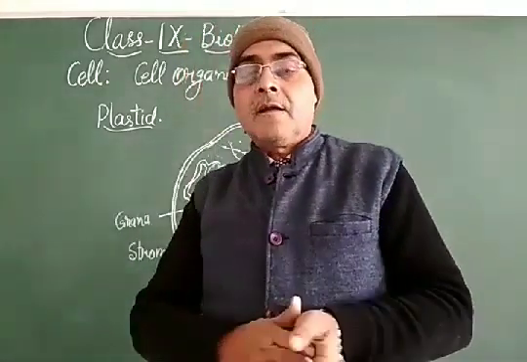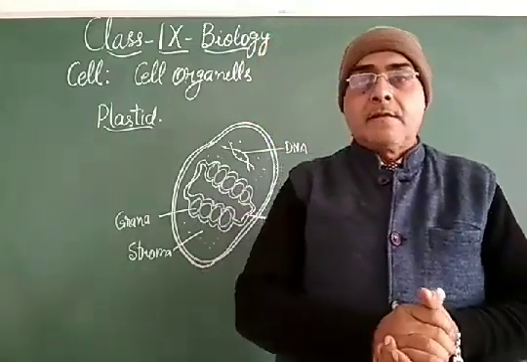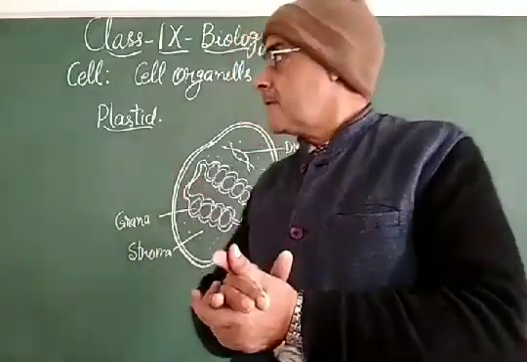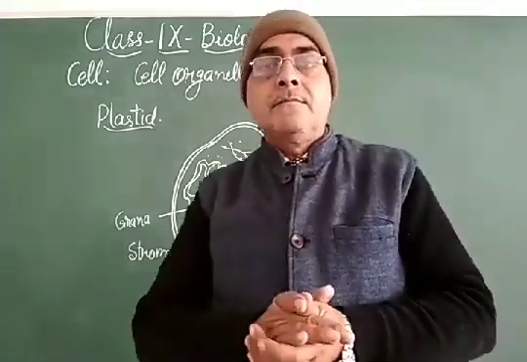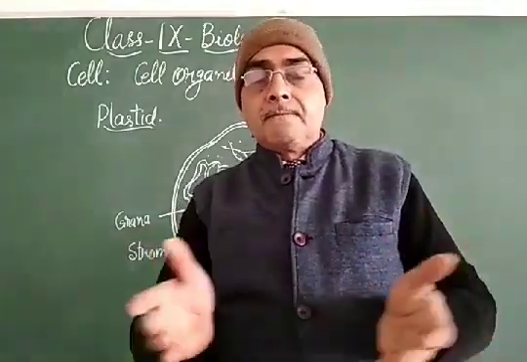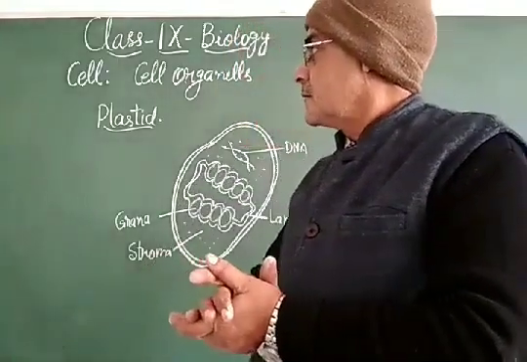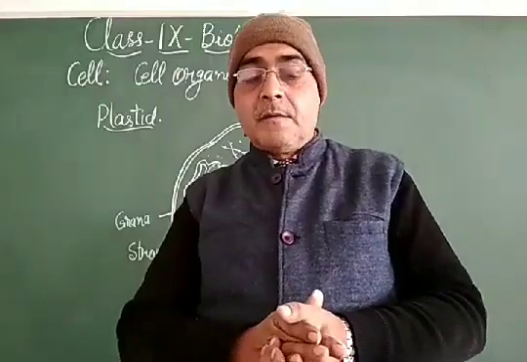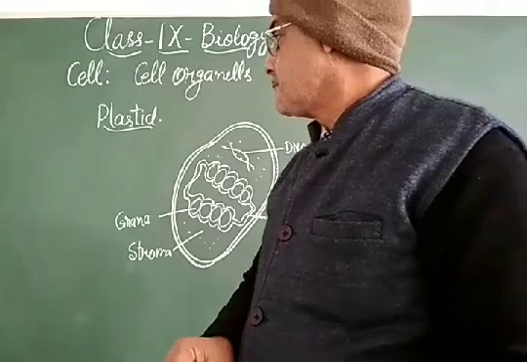My dear students, currently you are learning the chapter that is cell, the fundamental unit of life. In this series of videos, you are learning the cell organelles one by one. You have learned the different types of cells, the structure of the nucleus, the structure of the plasma membrane or cell membrane, and now we come to the structure of the plastid.